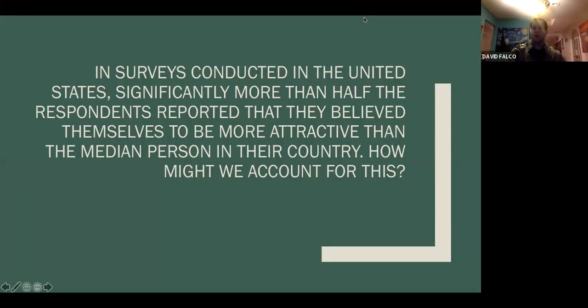All right. So the second question. In surveys conducted in the United States, significantly more than half the respondents reported that they believe themselves to be more attractive than the median person in their country. How might we account for this? I definitely like this essay prompt a lot better, and this is one of the ones that I might write a paper on if I was doing this.